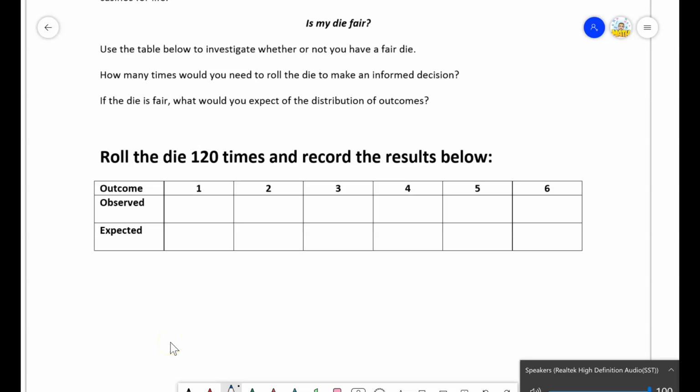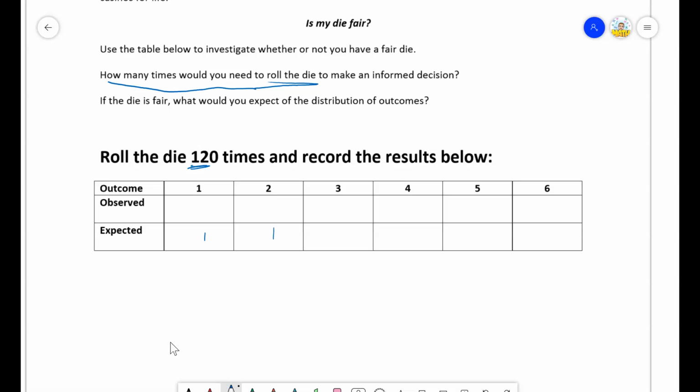So one of the first questions we have to ask if we're going to roll a die and see if the die is fair is, how many times will we need to roll it? You can see that we're going to end up rolling it 120 times. But how many times do we need to roll it? For example, if I only rolled it 6 times, I'd expect to get one of each number. And we know from studying statistics so far this year that it's really unlikely that you'll get one of each if you only roll it 6 times.